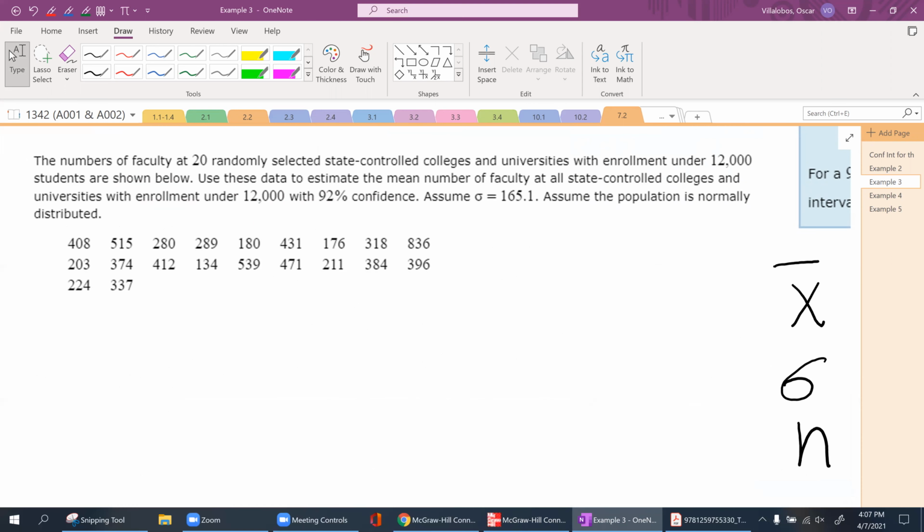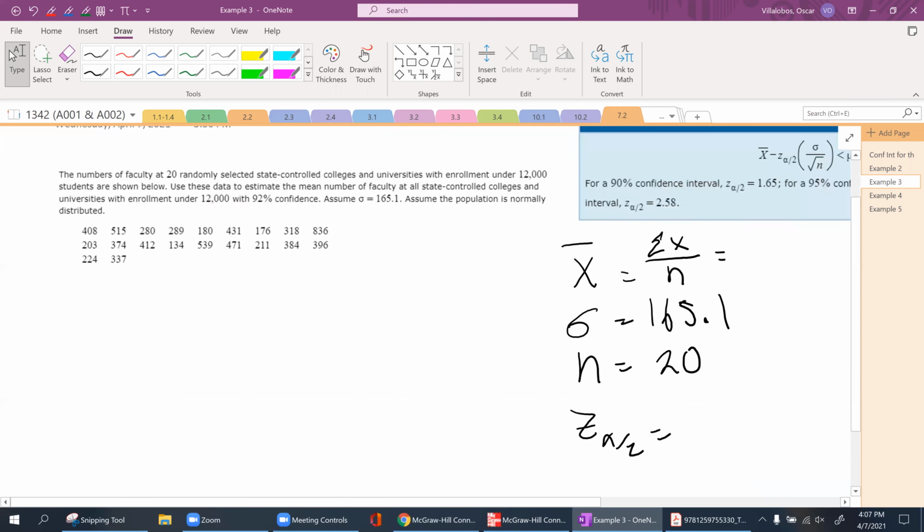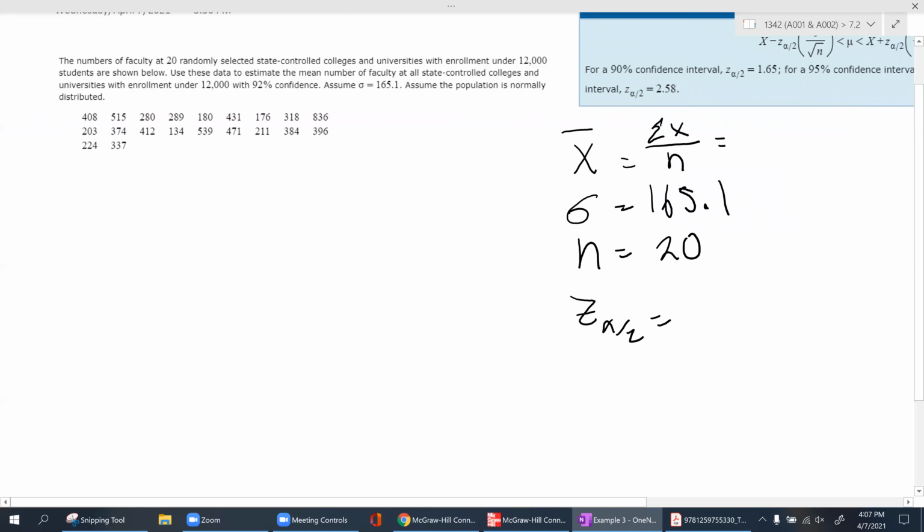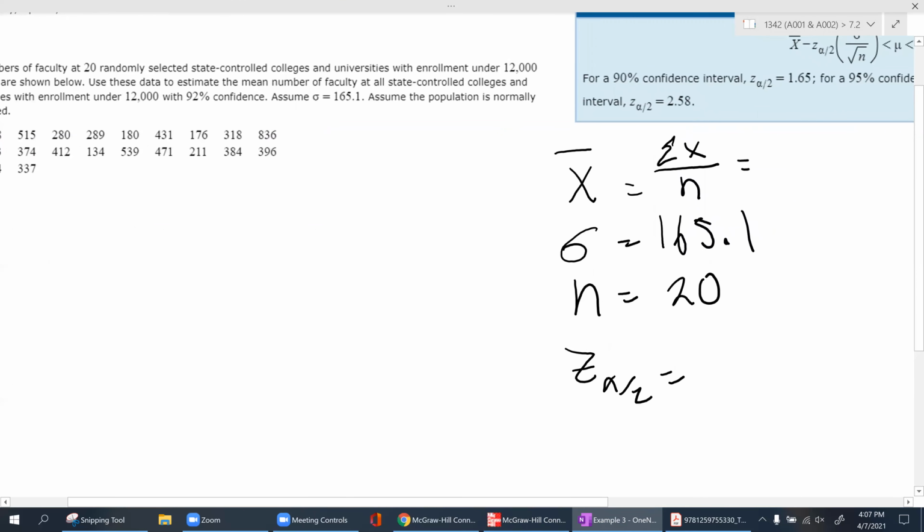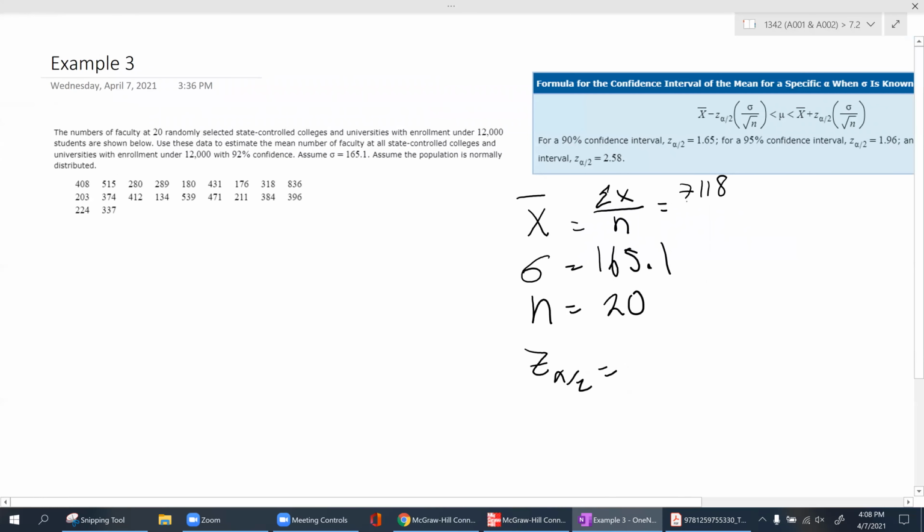As you know, your exam won't have values this big. Pretty close to it actually, but it won't take up much of your time. Whenever I add these up, this should give me 7,118, divided by 20. Meaning that my mean, my average to 1 decimal place, should be approximately 355.9. Let me triple check: 7118 divided by 20. Yeah, 355.9.